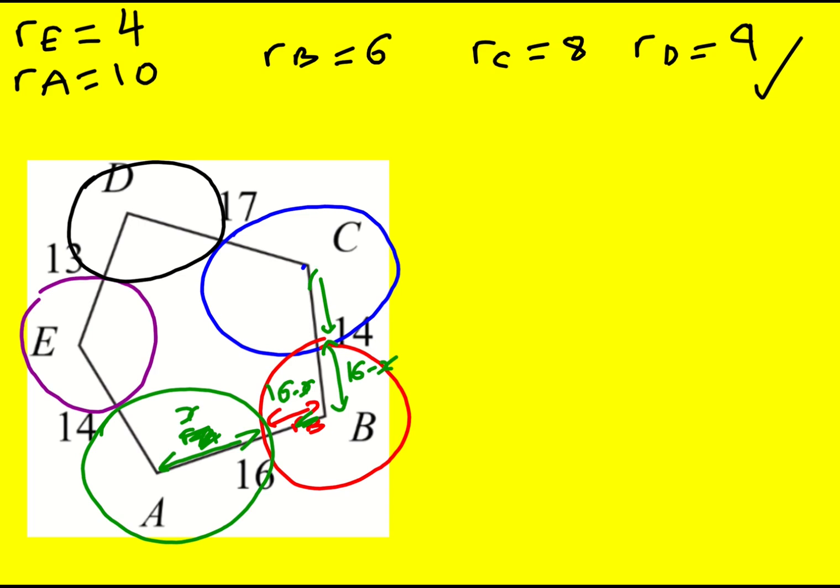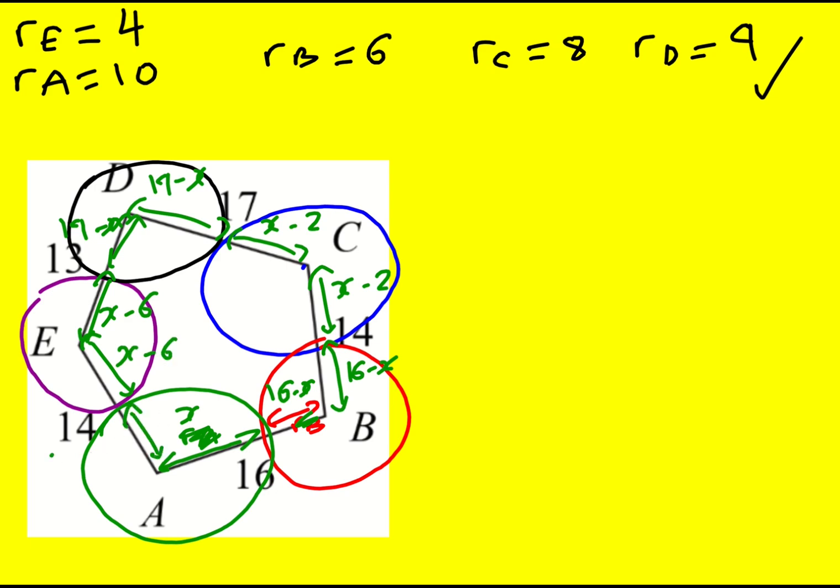and therefore this length is going to be X minus 2 because they add to 14, which means this is X minus 2, and this is going to be 19 minus X. I'm just working my way around and making sure it adds to whatever is here. And this is also 19 minus X. So to get to 13, it's going to be X minus 6. X minus 6 here. And then I'm going to need 20 minus X.